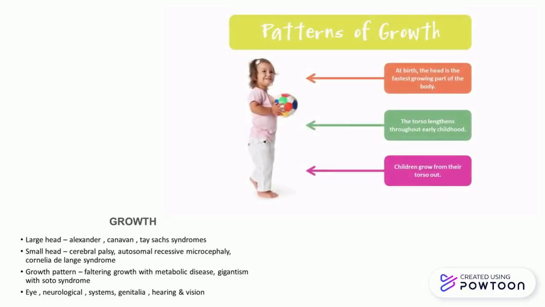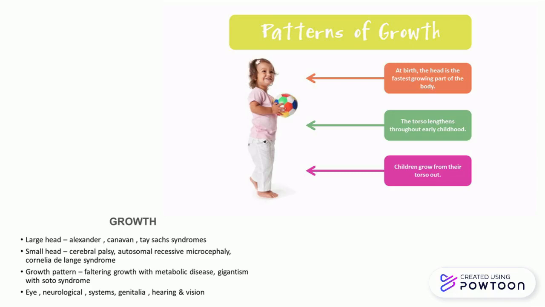Yeah, when we talk about growth and development, we not only focus on development, we also need to focus on growth. While taking the history, we must know whether the child is having a very normal growth or not. Let's see, a large head can be defined as Alexander syndrome, Sotos syndrome. A small head may suggest the child is suffering from cerebral palsy, autosomal disorders.